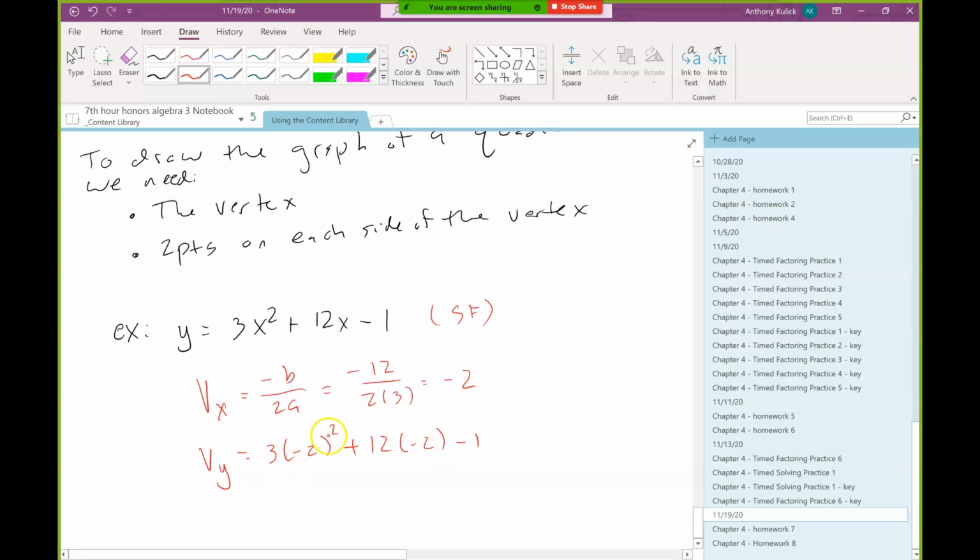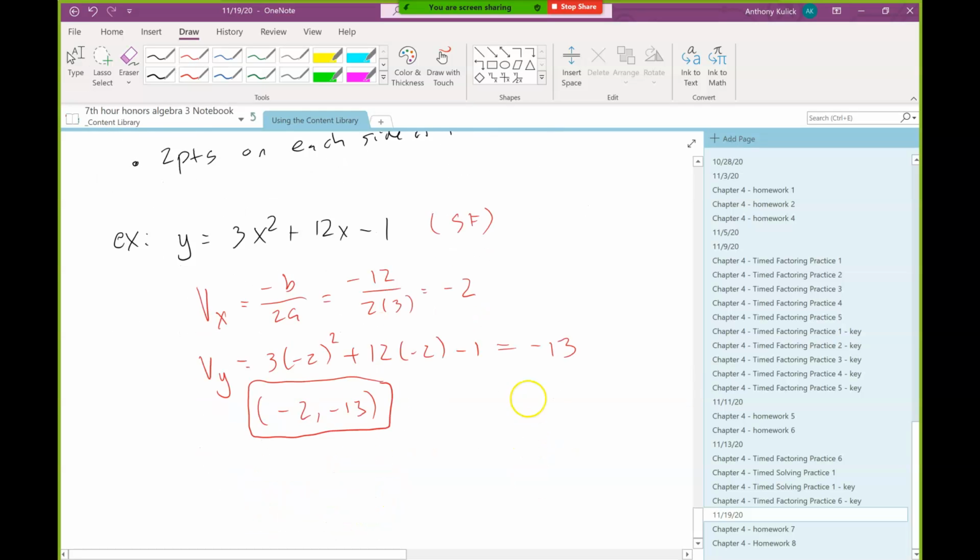So negative 2 squared is 4. 3 times 4 is 12. 12 times negative 2 is negative 24. 12 minus 24 is negative 12. And then minus 1 more is negative 13. So there's my vertex, negative 2, negative 13.